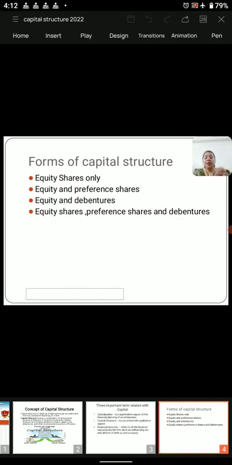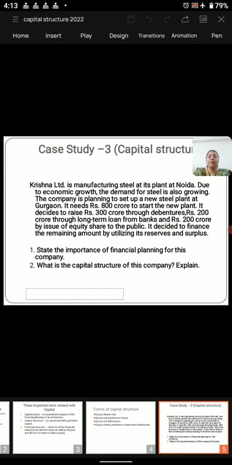But forms of capital structure means the company can raise the fund by equity shares only, by equity and preference shares, by equity and debentures, or by equity, preference and debentures. So these are some combinations, and any one of the combinations can be used by the company to raise the fund.